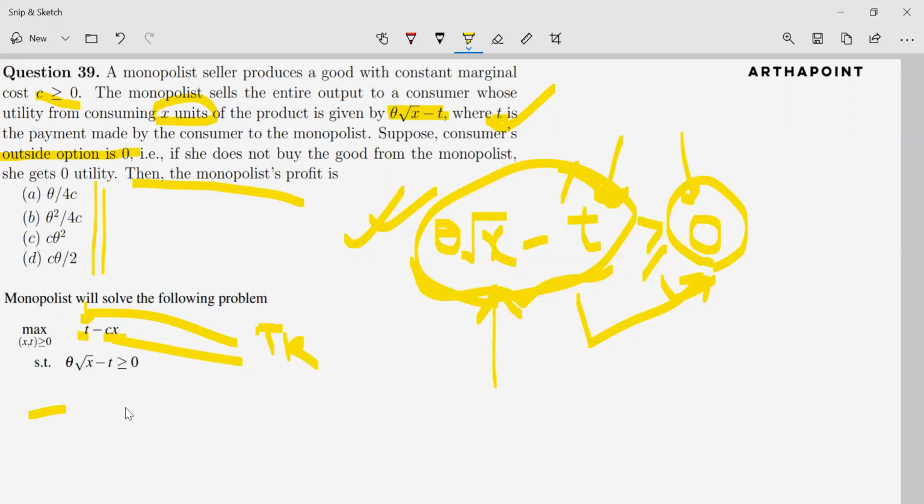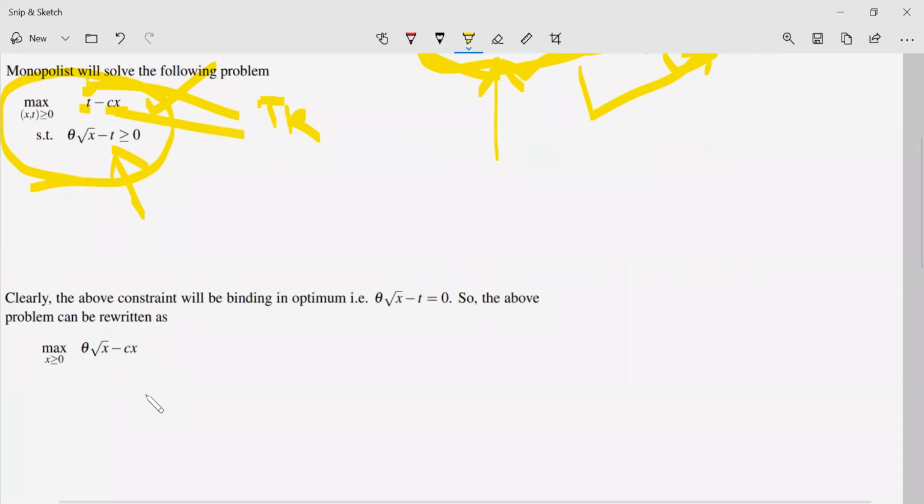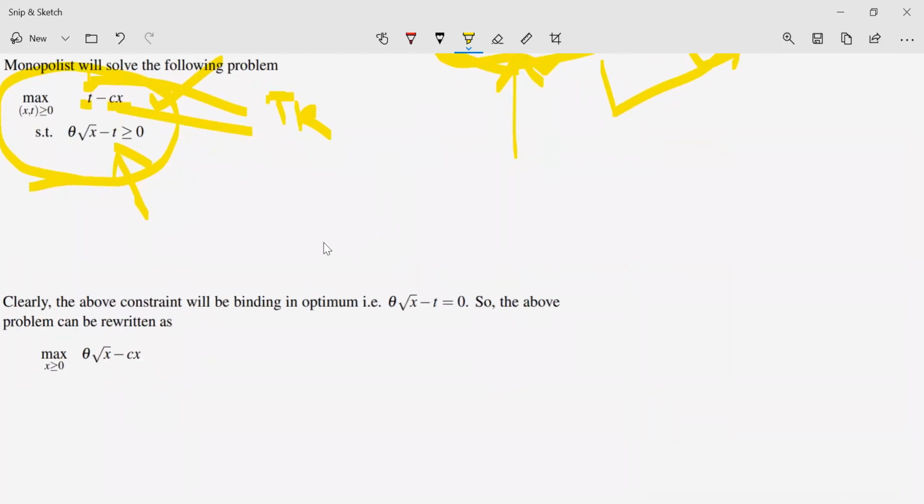So then this becomes my problem. I have to maximize the profit of the monopolist subject to the condition that people would at least gain utility as much as they get from the second best option. So now if I have to solve this, you clearly understand that this constraint is binding at the optimum. Because it is binding at the optimum, you directly have theta root X minus T is equal to 0.